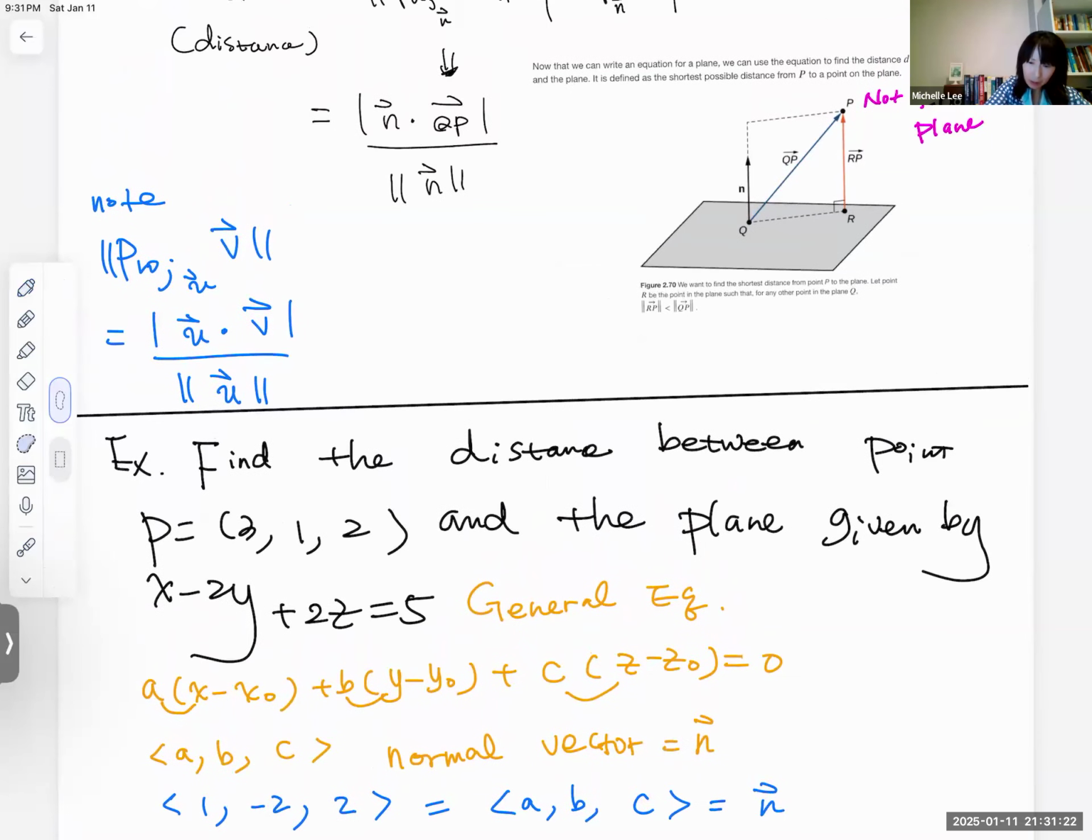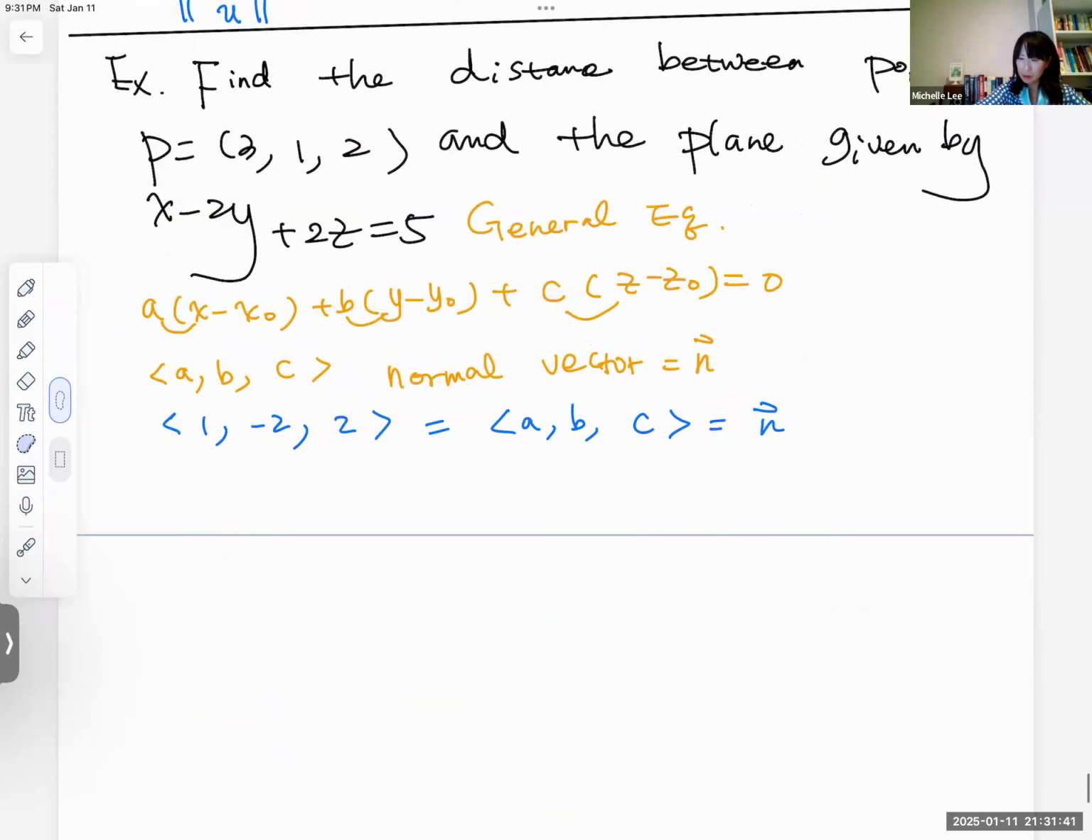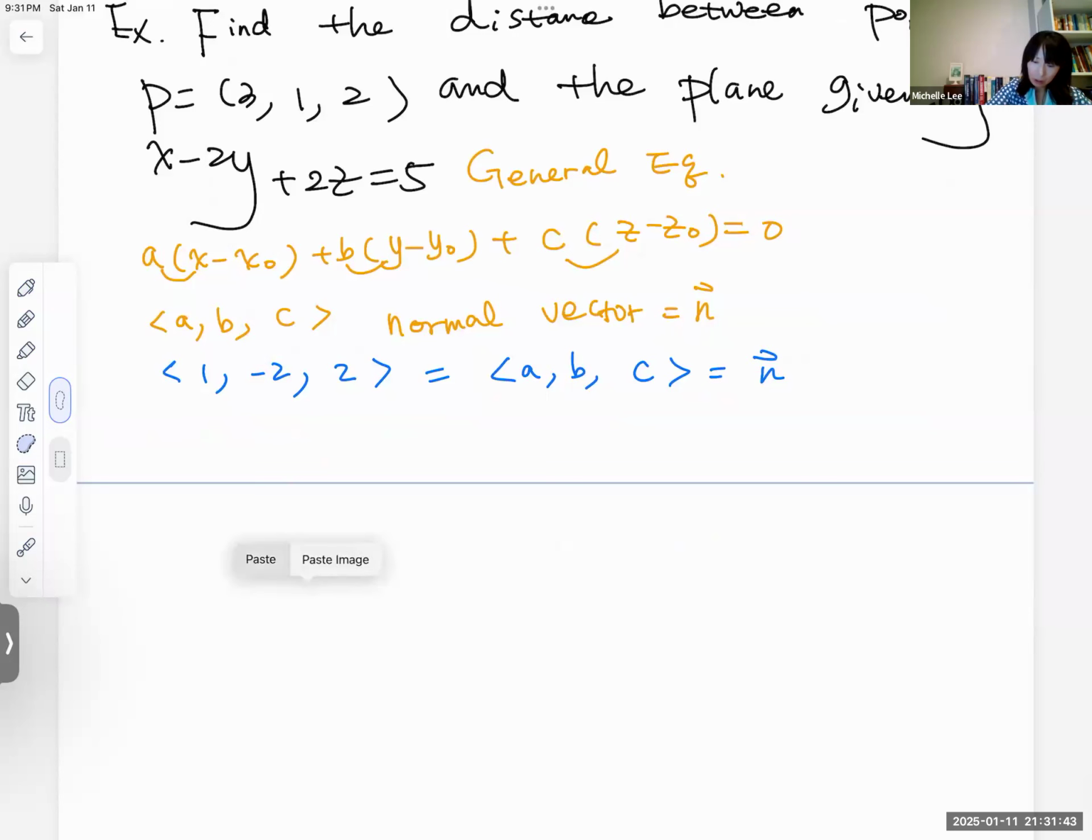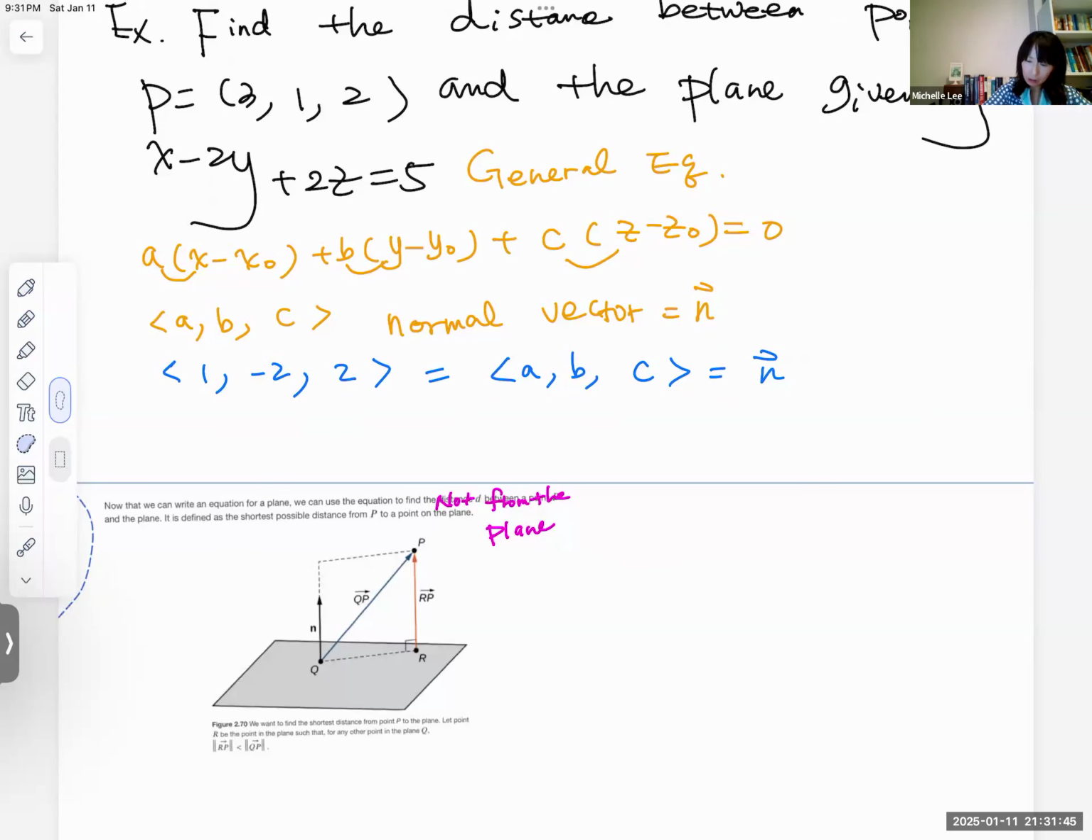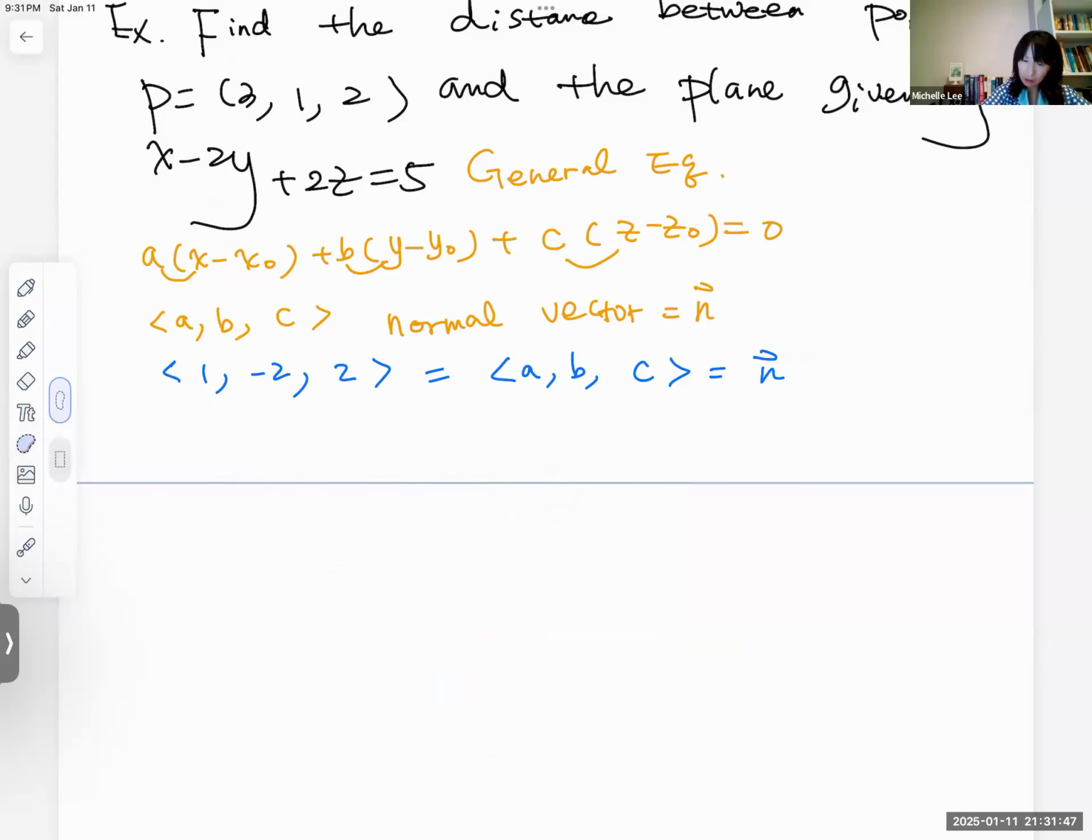Let me just copy and paste. Come on. Oh, I cannot make a paste, copy this one. Copy. So let's find out the distance. Oh, okay, never mind.